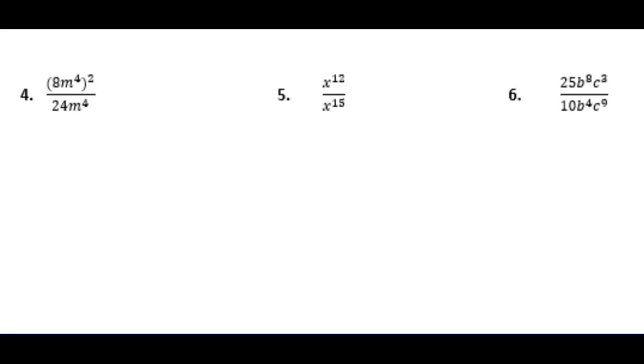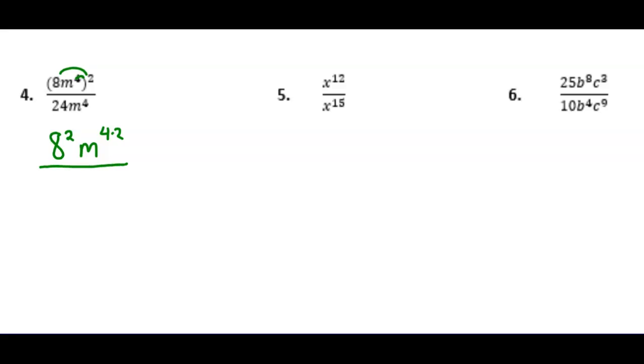Number 4 is a fantastic example of doing order of operations. I need to first take care of my parentheses. Then I need to take care of my exponents. But to take care of my parentheses, I also need to take care of my exponents. So we did a problem like this just a second ago. It's just like number 2. So I'm going to distribute that in. So I'm going to get 8 squared, and m is going to be 4 times 2, right?